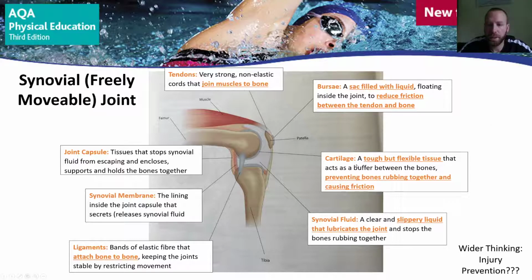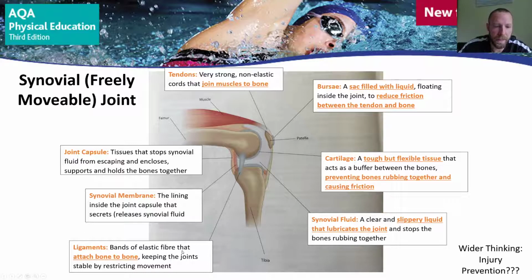Cartilage is a tough but flexible tissue that acts as a buffer between the bones. So it prevents the bones from rubbing against each other, causing friction. So they're a bit like a shock absorber between your bones. You can see them here around the outside at the end of the bones. So they just prevent the bones from rubbing and grinding against each other. Synovial fluid is a clear and slippery liquid that lubricates the joint and stops the bones rubbing together. So a bit like oil in a machine, makes it run nice and smoothly. It helps to reduce that grinding and that friction within the joint.